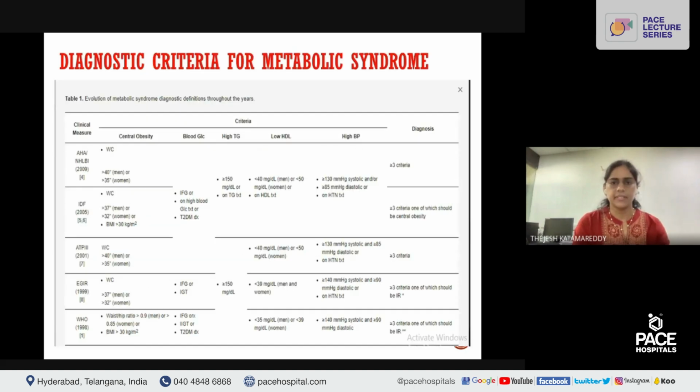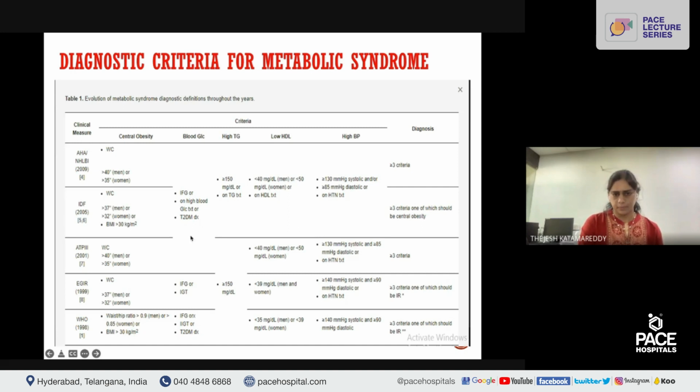So these are the diagnostic criteria, starting from WHO, which in 1998 has said the criteria being obesity, increased glucose, increased triglyceride, low HDL, and high blood pressure. Starting with WHO criteria, it says that waist hip ratio more than 0.9 in men and 0.85 in women, or the BMI should be more than 30.